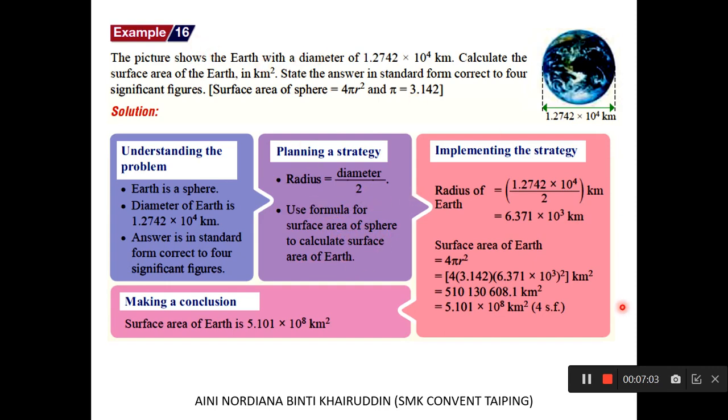Now, implementing the strategy, the radius of the Earth is 6.371 times 10 to the power of 3 kilometer. Use the formula of surface area of Earth: 4 times pi times r square equals this value. Change this to standard form and give the answer correct to 4 significant figures. So 5.101, this is 4 significant figures, times 10 to the power of 8 kilometer square.